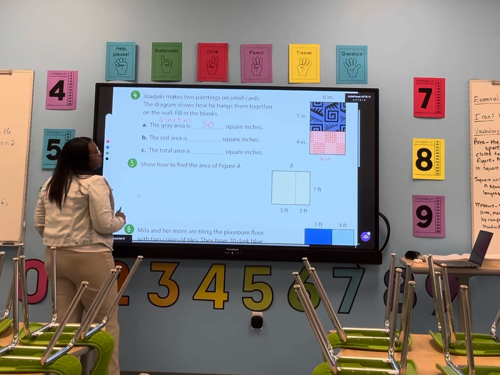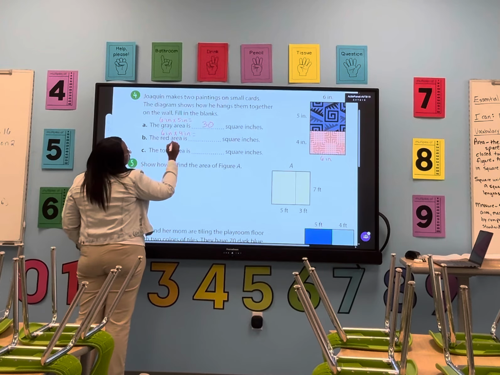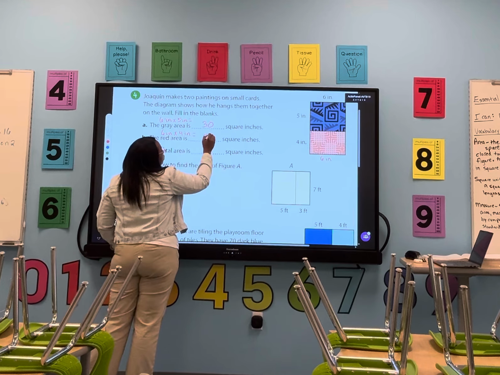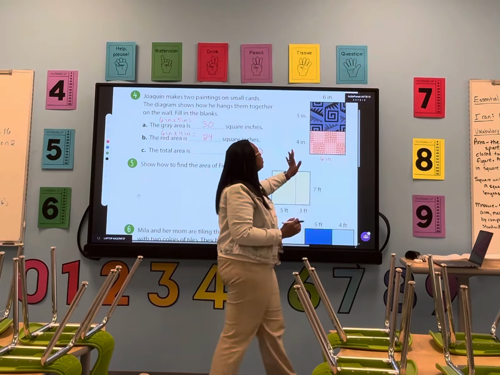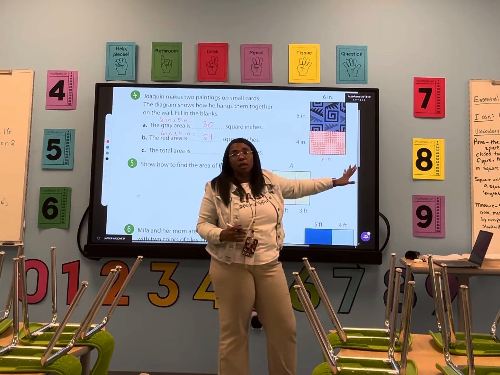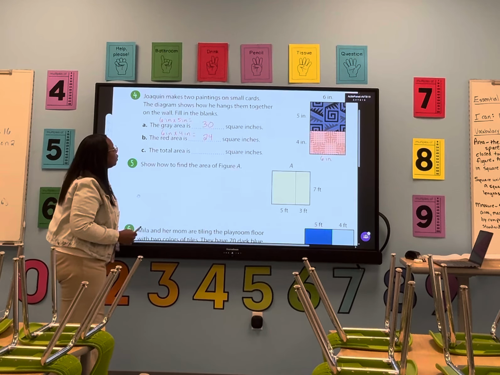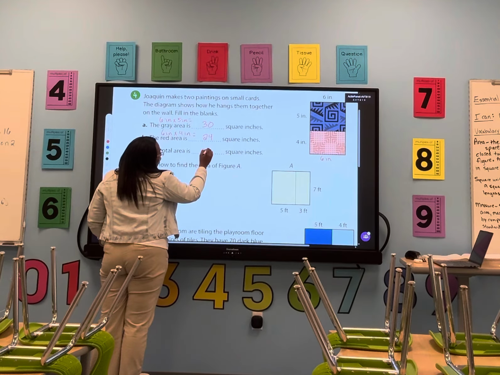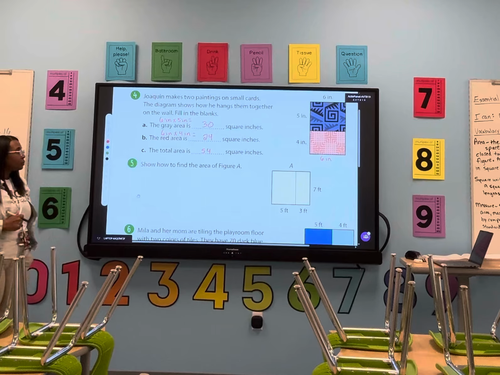So I know that the length is 6 inches times the width, which is 4 inches. And if I multiply 6 times 4, that will give me an area of 24 square inches. So now all I have to do is add them together to figure out how much of the total wall, the whole thing, covered up. So we're gonna add up that 30 plus 24. Well, 30 plus 24 will give me the total area is 54 square inches. Okay, that is number 4. Let's go to number 5.